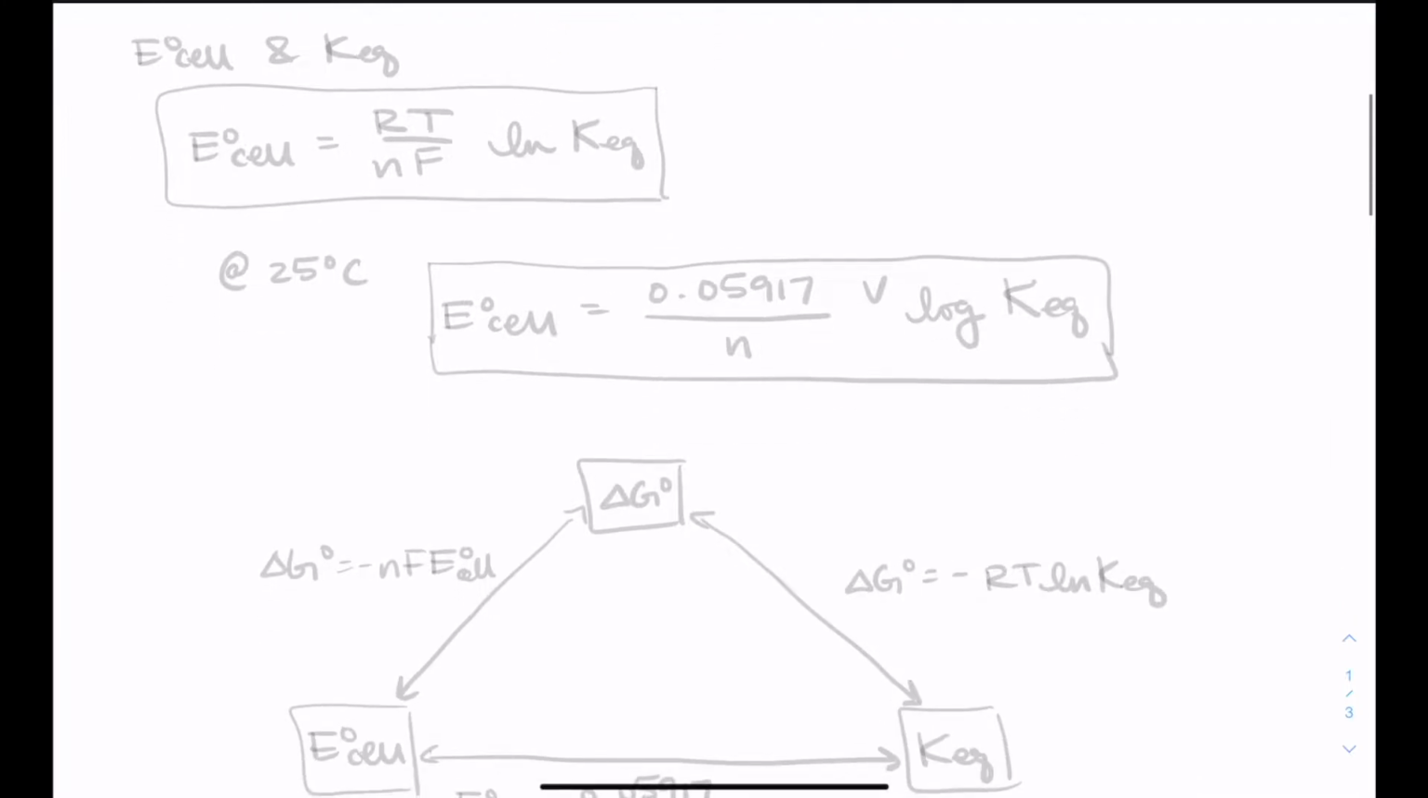We also have a relationship between standard cell potential and the equilibrium constant. So the standard cell potential equals RT over nF times the natural log of the equilibrium constant. And n and F here are the same thing that they were in the earlier equation.